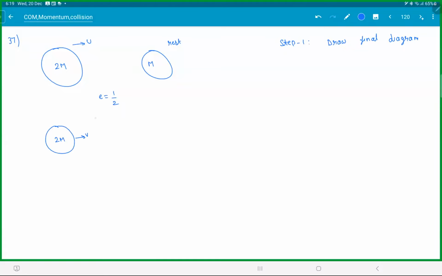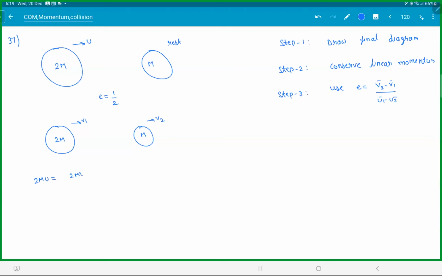So 2m, v1, v2. Step two, conserve linear momentum. Step three, use restitution. That's it. So when you conserve momentum, you end up with 2mu initially, that is 2mv1 plus mv2. We get 2u is equal to 2v1 plus v2.